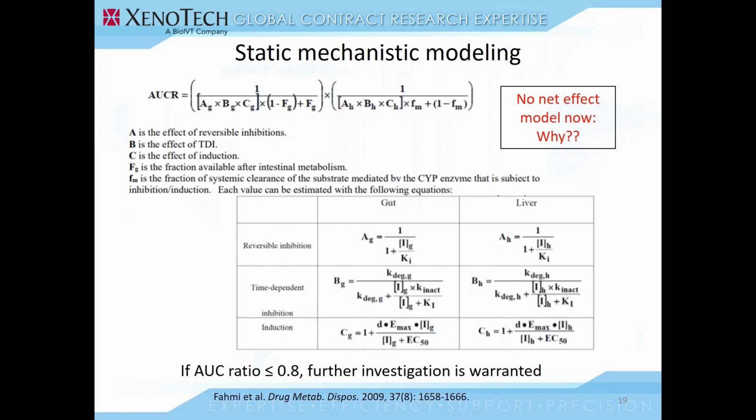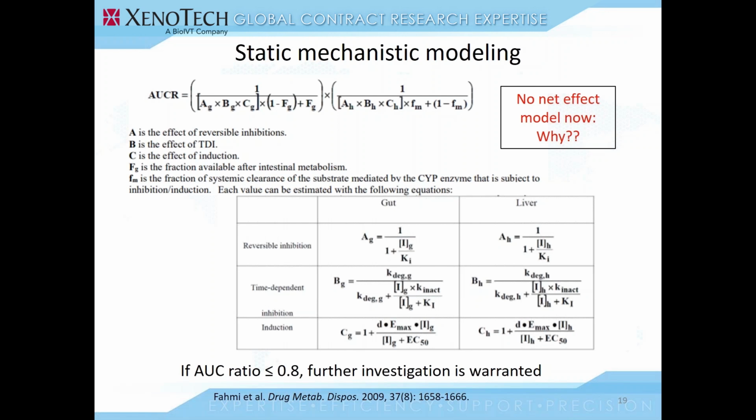So if you look at the equation, we have this one about direct or reversible inhibition. This one is to do with time-dependent inhibition. And then this one is induction. So we used to fill out all of these and come up with an overall AUCR. Nowadays, when we're looking at induction, we're going to set all of these to 1, so that we can look at the absolute worst case scenario for an inducer that doesn't have a mitigation effect from an inhibitor. And that is the reason why the net effect model isn't recommended by the FDA anymore, because they're trying to be super conservative.